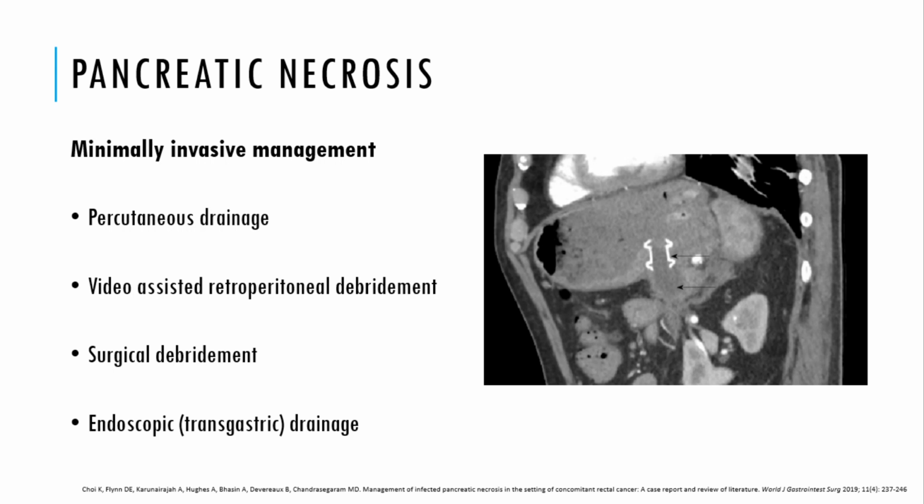The endoscopist can use either plastic stents to keep the cystgastrostomy open, or use the hot axial stents like the one you see in the CT scan, and they can use them as an access to go back every few days to wash all the necrosis out.